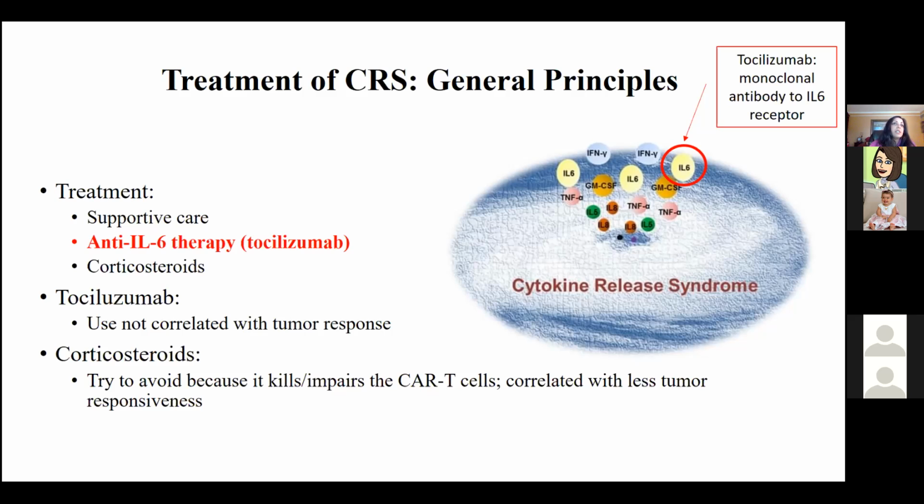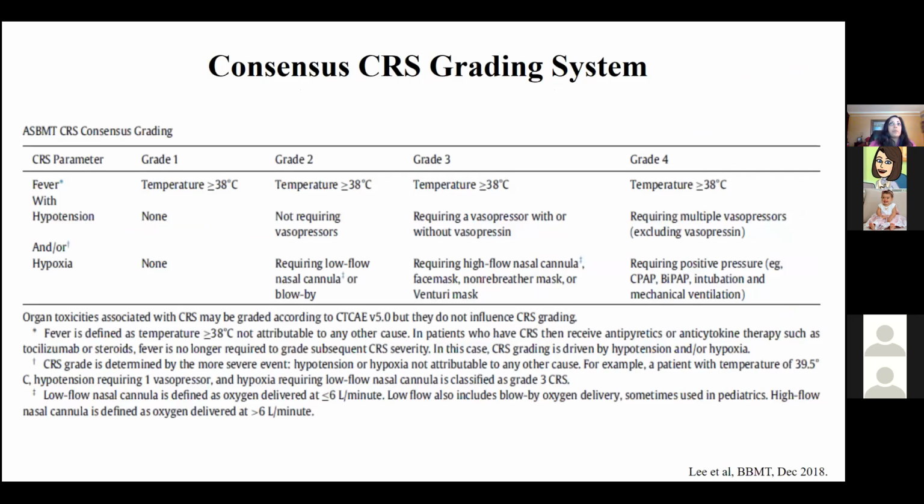The use of tocilizumab has not been correlated with tumor response. So patients that get tocilizumab, their CAR T cells are still effective. However, we have seen that corticosteroids do tend to blunt the response of the tumors to the CAR T cells, tends to affect the efficacy of the CAR T cells because steroids do kill or impair T cells. And so those patients tend to not respond as well.